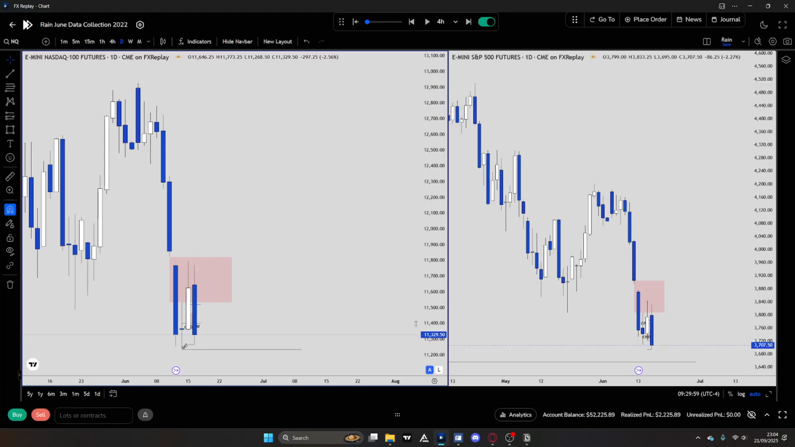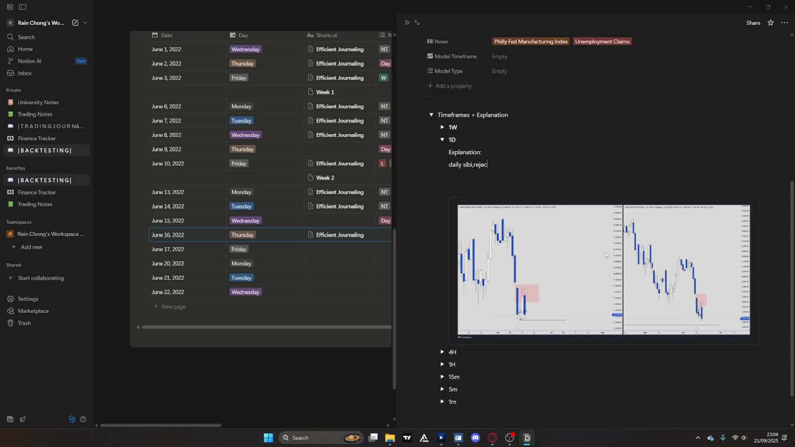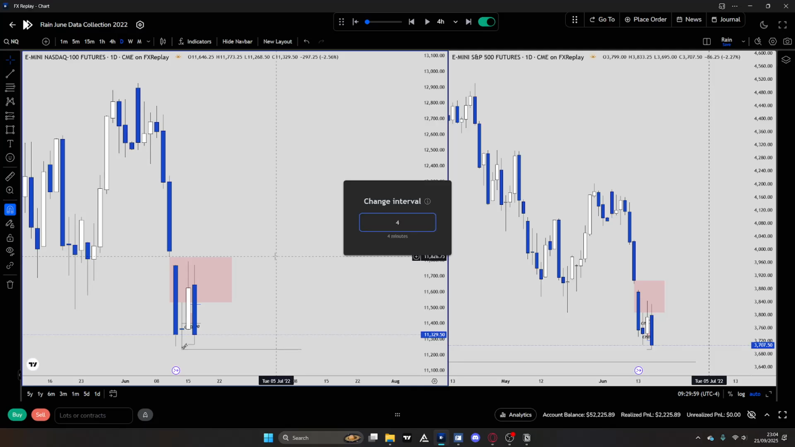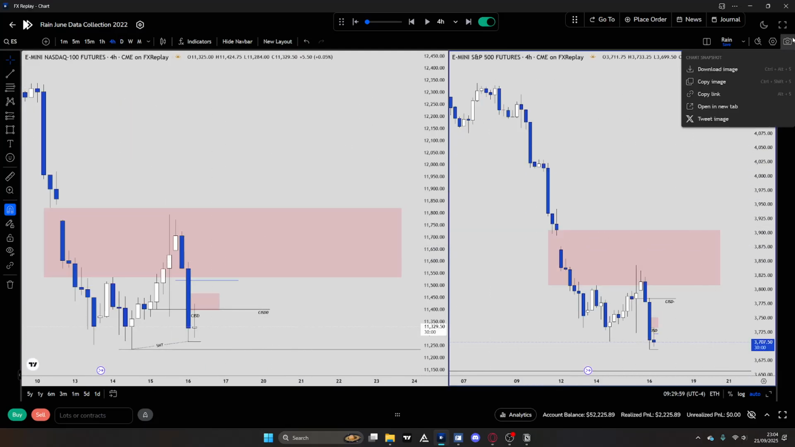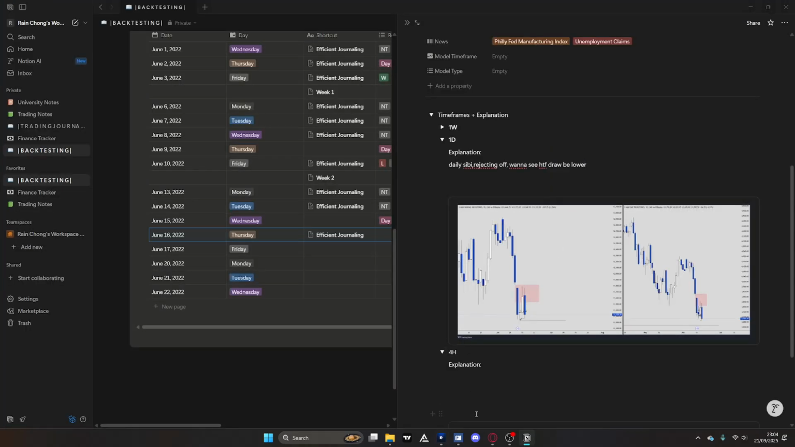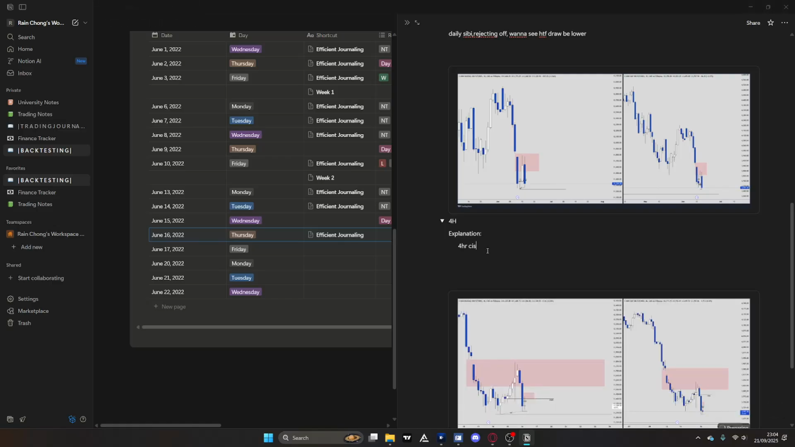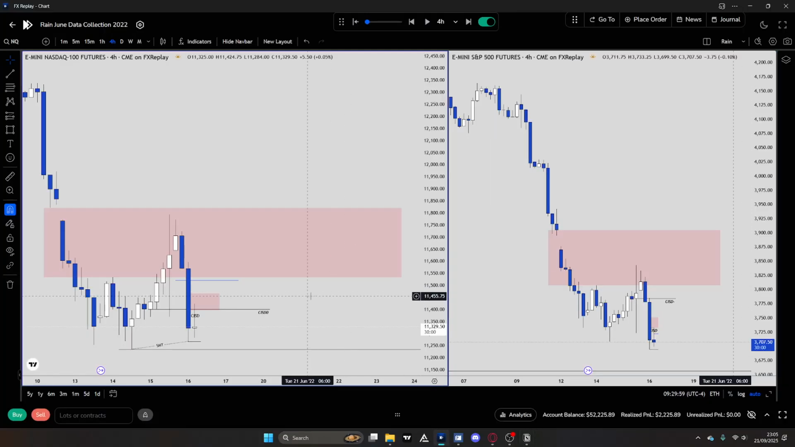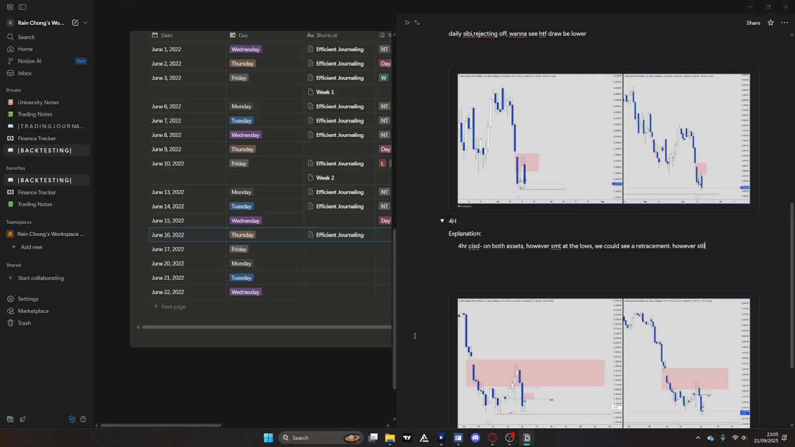Daily SIBI. Rejecting off. Want to see higher time frame draw be lower. And a 4 hour. We get a 4 hour change. 4 hour changes in the state on both assets. However, SMT at the lows, we could see a retracement. However, still leaning bearish.